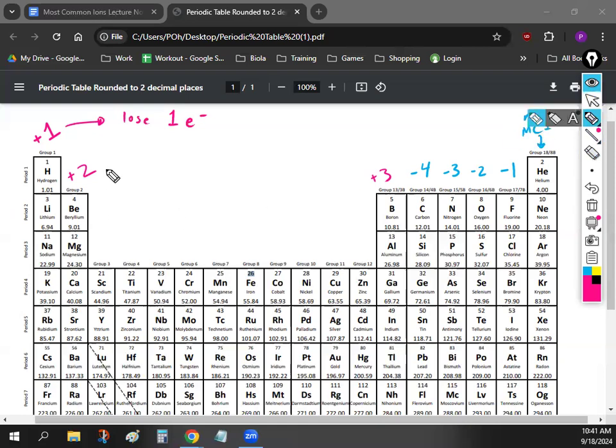Same thing with electrons. And then the same pattern. Everybody in this column wants to be +2. What that means is they want to lose 2 electrons. And then same thing for +3, they want to lose 3 electrons. So that's why they form these most common ions. It's how many electrons they want to get rid of.